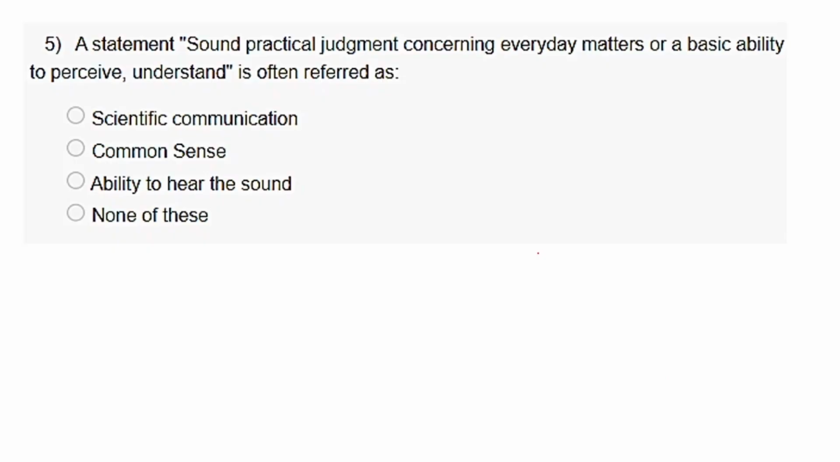A statement, a sound practical judgment concerning everyday matters, or a basic ability to perceive, understand, is often referred as? Common sense. Okay. Concerning everyday basic ability to perceive, understand is often referred as? Yes, it's common sense. So this is quite self-explanatory. Ability to hear the sound doesn't give any meaning in this context, and this is not really that kind of scientific communication. It actually has nothing to do with science, honestly. Sound practical judgment regarding everyday matters wherever you go, it's just common sense. So this question is very self-explanatory, it's common sense.